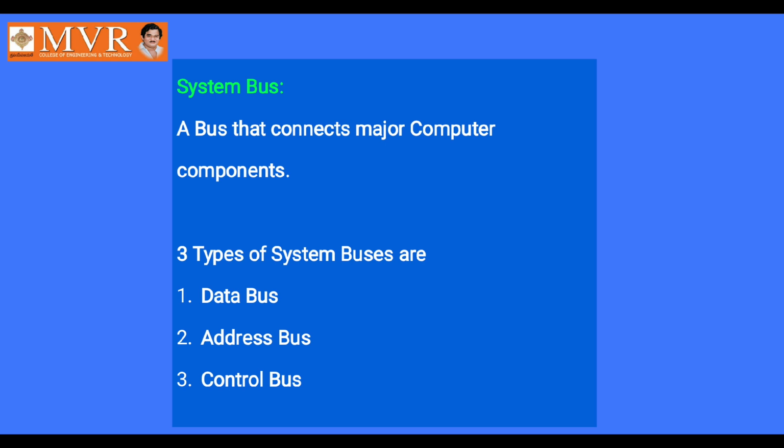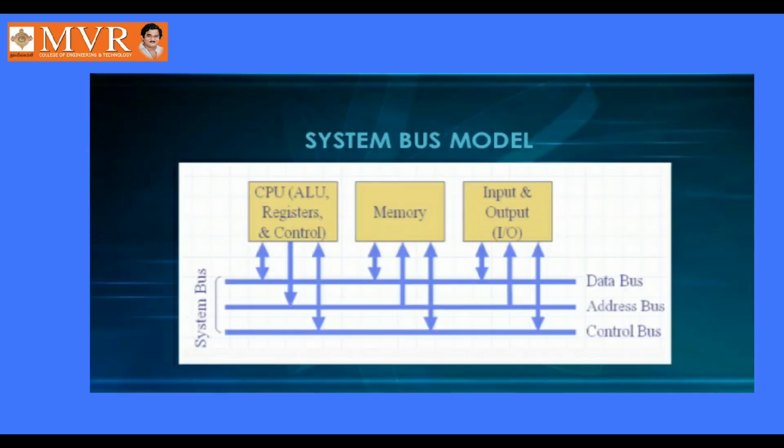Okay, a system bus consists typically of these three types: data bus, address bus, control bus. Now let us discuss each and every bus in detail. You can see in the system bus model, there are three horizontal lines. One is data bus, second one is address bus, and third one is control bus.